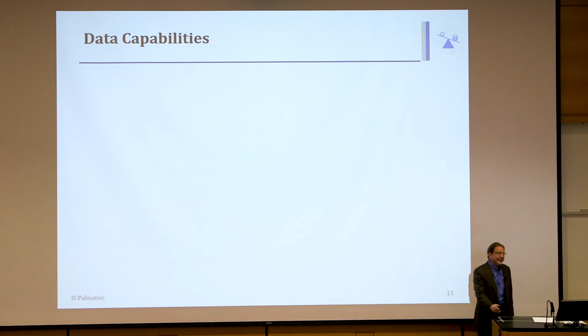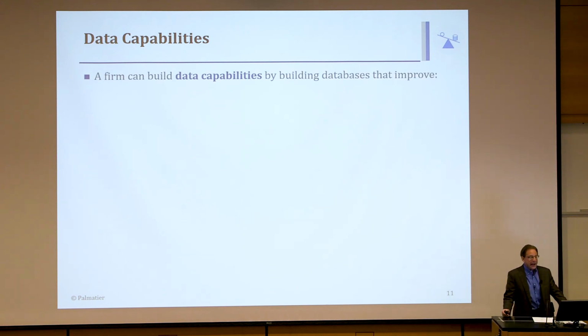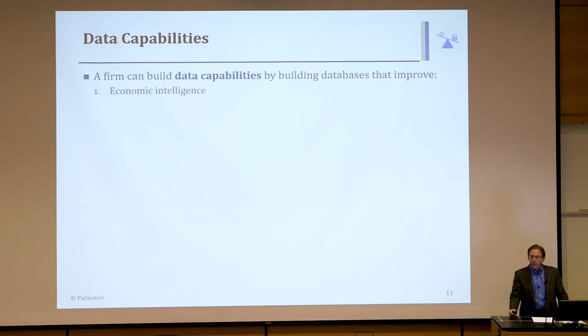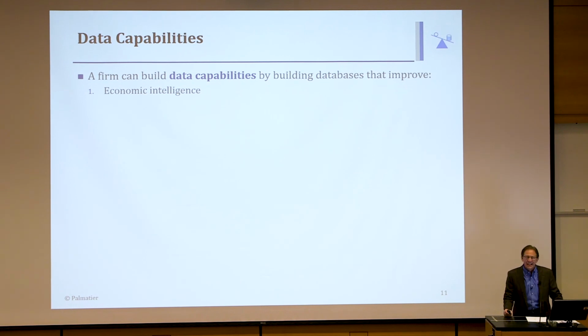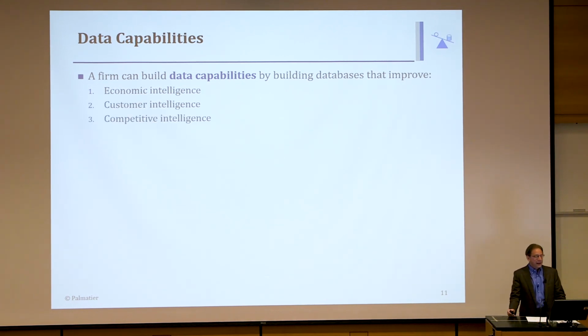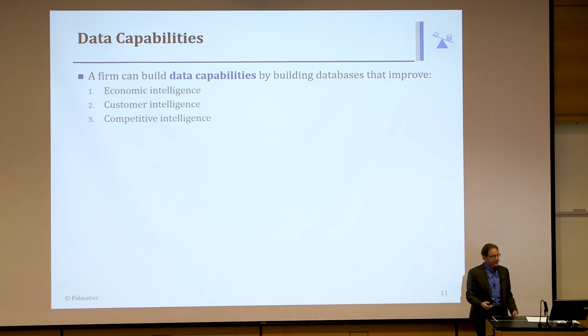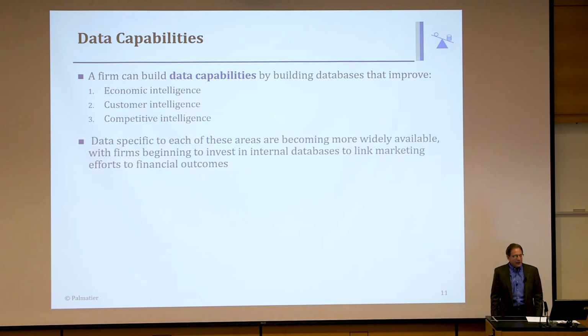So talking just about the data capabilities. Data capabilities, by building a database that improves, we have to look at the economic intelligence. That's what's happening in the overall market. Customer, what are our customers doing? And then our competitors, what are our competitors doing? So usually our data warehouse has to capture multiple dimensions. And data specific to these is becoming a lot more available.